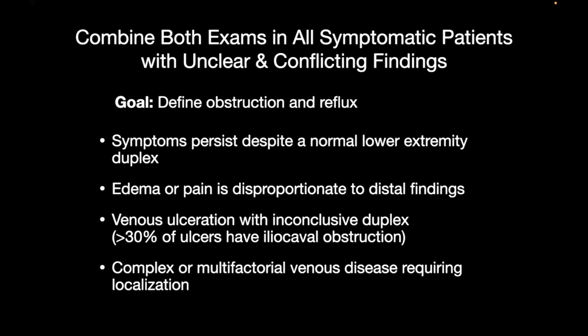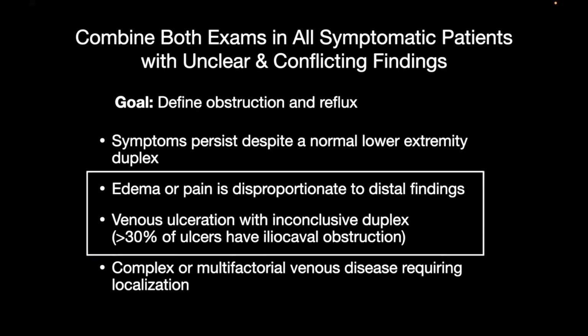So should you have a patient where the symptoms persist despite a normal lower extremity duplex, or pain and/or edema which is completely disproportionate to the distal findings. Should you have a patient that presents with a venous ulceration and you have an inconclusive duplex exam, it should be noted that greater than 30% of ulcers, now it's correlated and the data is out there, have an iliocaval obstruction. So again, combine both examinations.